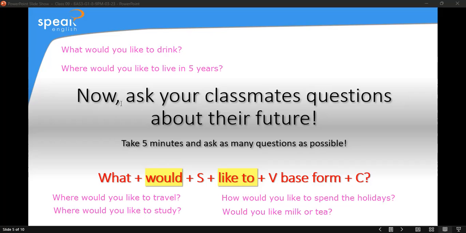Okay, excellent. So now that we have practiced how to make different questions, you will go to the rooms, and the most important thing here, you are going to be there 5 minutes, okay? I need you to ask as many questions as possible to your classmates. So you can say, where would you like to travel? Everything related to the future. What would you like to do in 5 years? What would you like to do when you speak English?